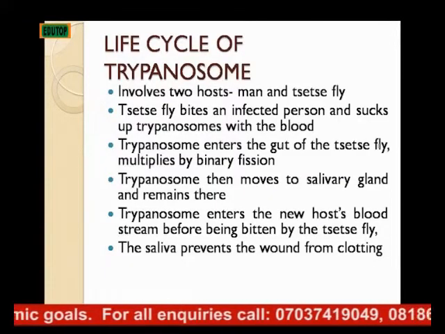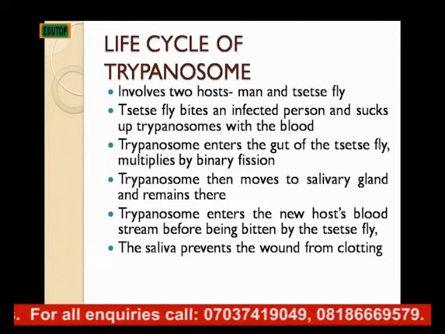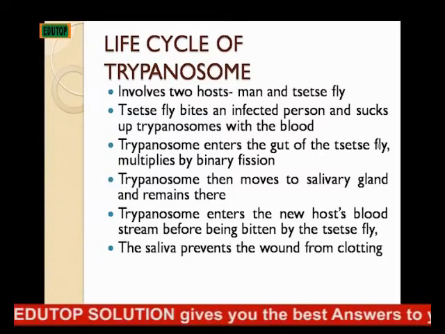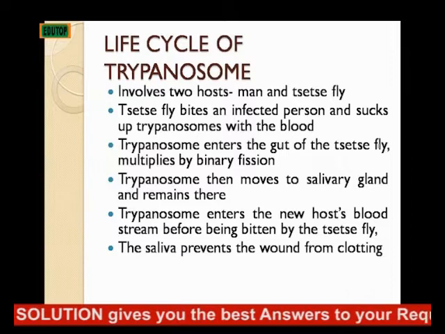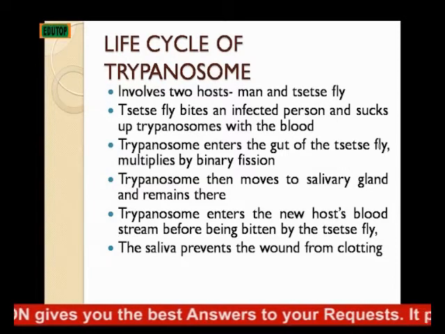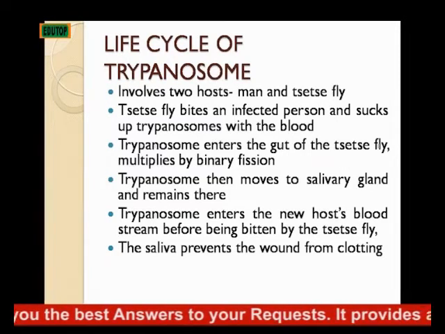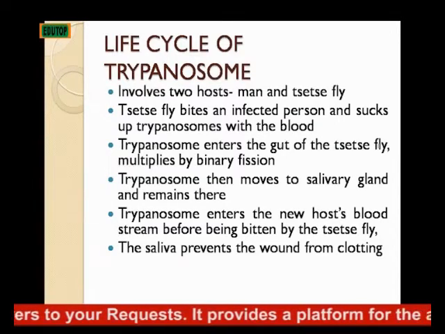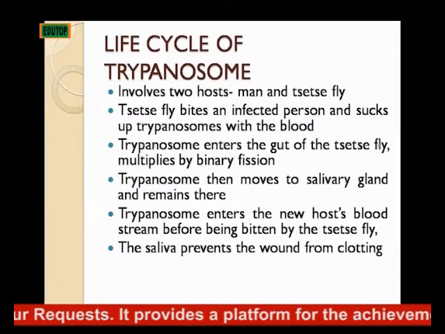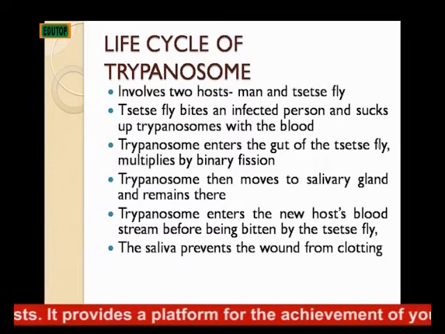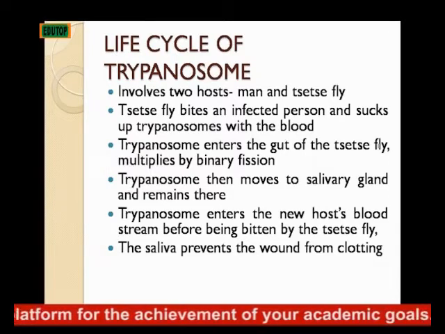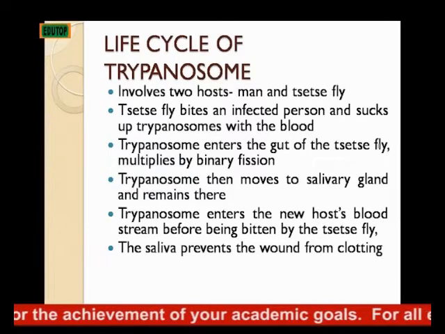The tsetse fly bites an infected person and sucks up Trypanosome with the blood. So Trypanosome enters the gut of the tsetse fly and multiplies by binary fission. The Trypanosome then moves to the salivary gland and remains there. Trypanosome enters the new host's bloodstream when bitten by the tsetse fly. Then the tsetse fly puts in saliva, which prevents the wound from clotting.